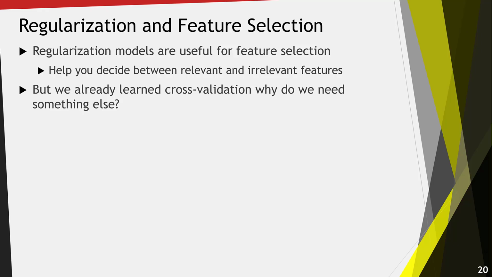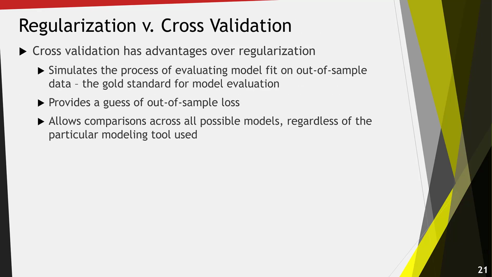But we've already learned cross-validation. Why do we need something else? We started with cross-validation because it has a lot of advantages. In particular, cross-validation simulates the process of evaluating model fit out of sample. This is the gold standard for model evaluation, and so cross-validation is conceptually very appealing. Cross-validation also gives us a guess of what the value of the loss function will be out of sample, since we're always evaluating our models out of sample. It also allows comparisons across all possible models, regardless of the particular modeling tool used. As long as you can calculate your loss function, you can perform cross-validation.